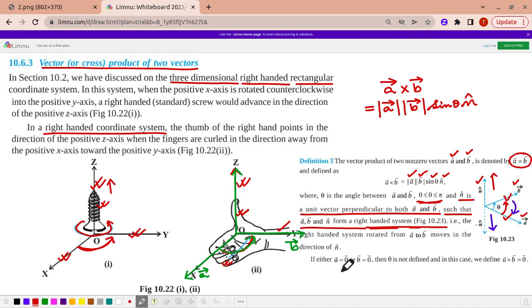Now if either vector A is a zero vector or vector B is a zero vector, then theta is not defined, and in that case we can consider that A cross B is equal to 0, and it is quite obvious. You see, that is the definition of A cross B. If the magnitude of either A or B is 0, then this becomes 0, right? So ultimately A cross B will be 0.